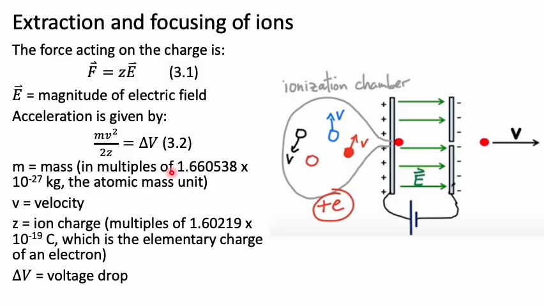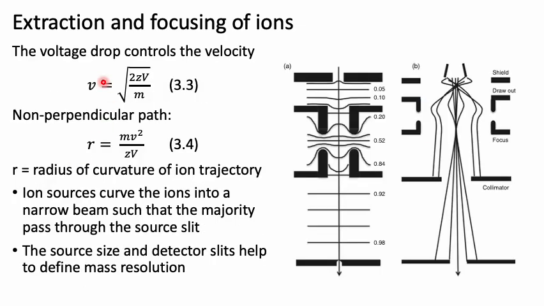And the mass is, of course, something we can calculate from atomic mass units, and if we want to, we need to convert into kilograms. This is something you'll do in your homework. And this is the conversion rate from Daltons to kilograms. So we can rewrite this in terms of, if we apply a certain voltage difference for a given mass with a given charge, what our velocity would be. That's for a perpendicular path, but of course, you can have a non-perpendicular path where r is the radius of the curvature of the ion trajectory.